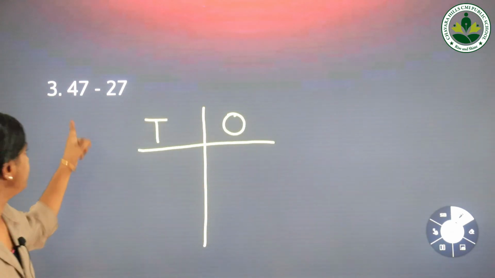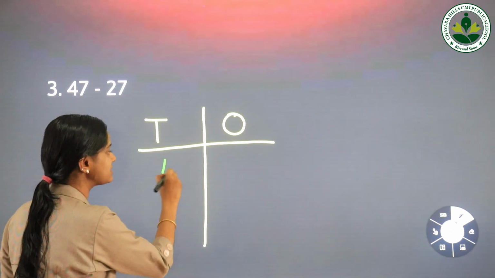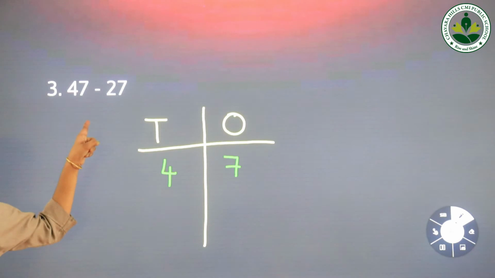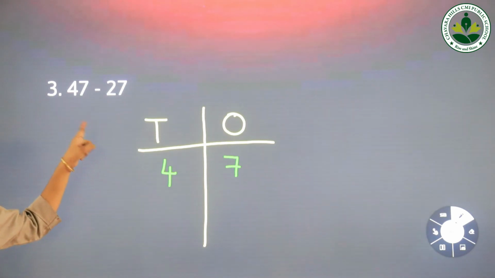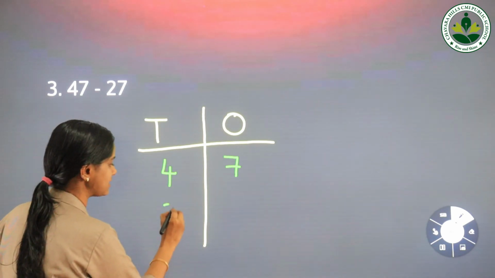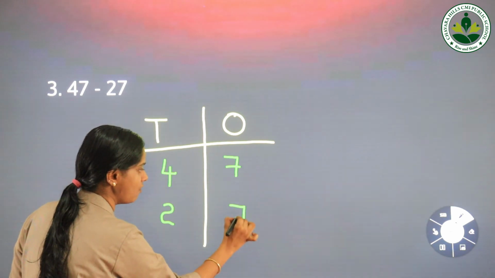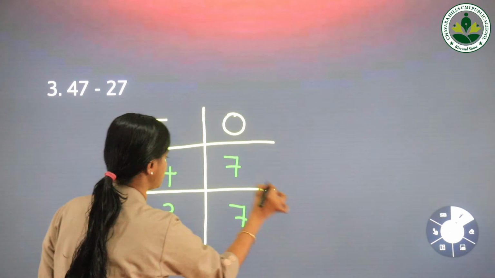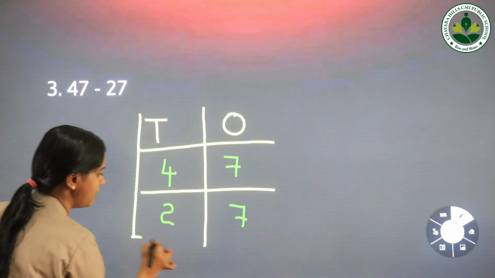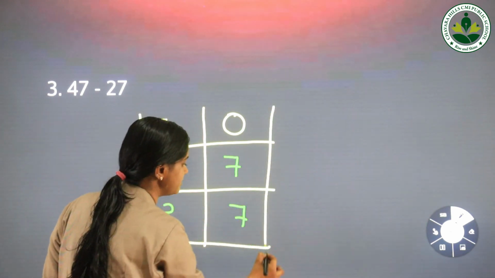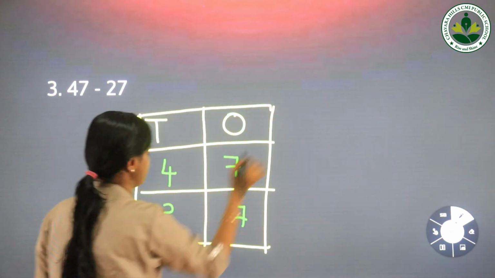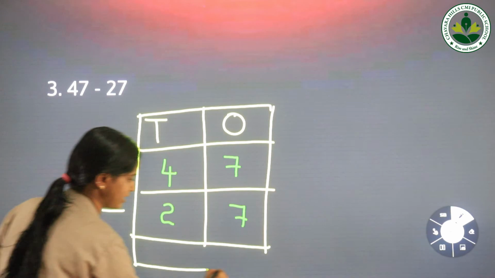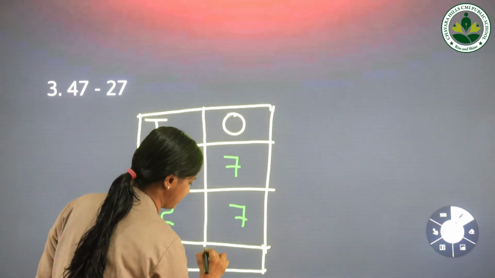47. We know that in 47, 4 tens and 7 ones. 27, how many tens and how many ones? 27, 2 tens and 7 ones. Next step, put the subtraction symbol, the minus symbol. Okay, let us start our subtraction.